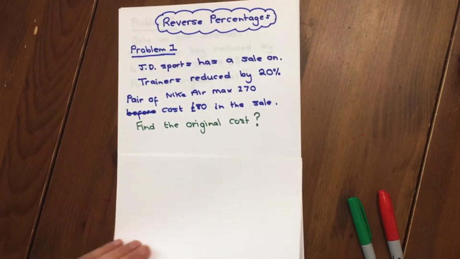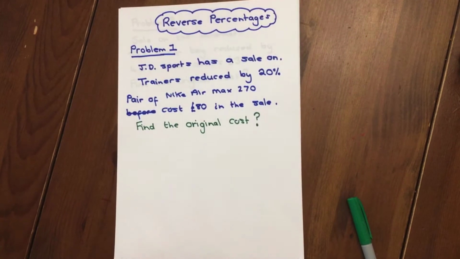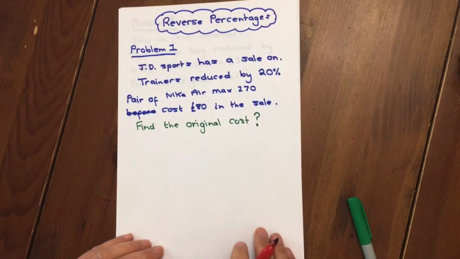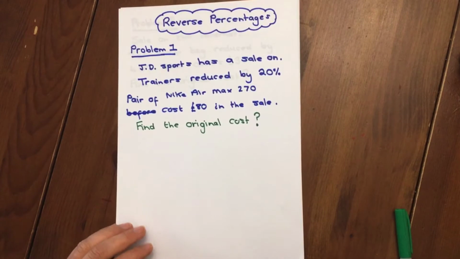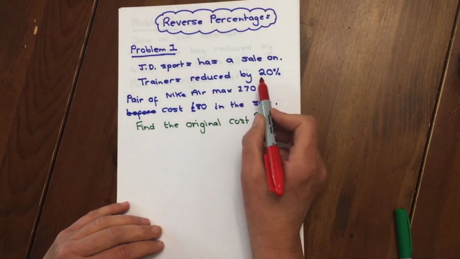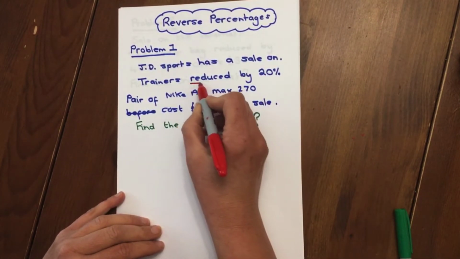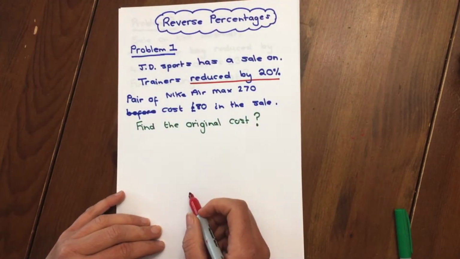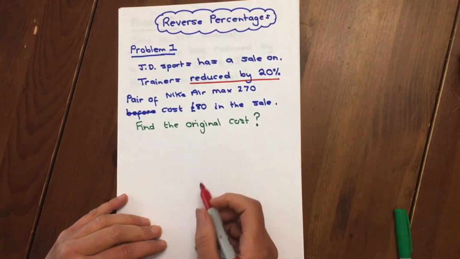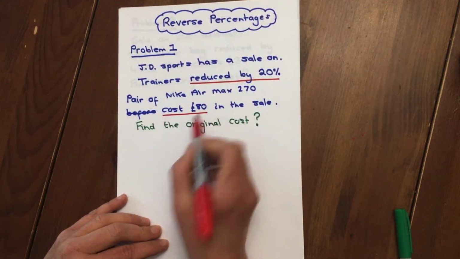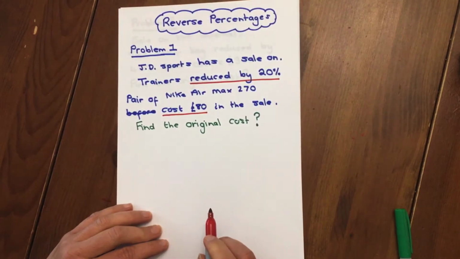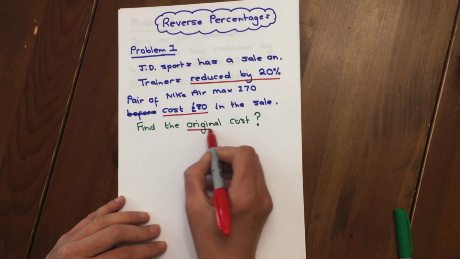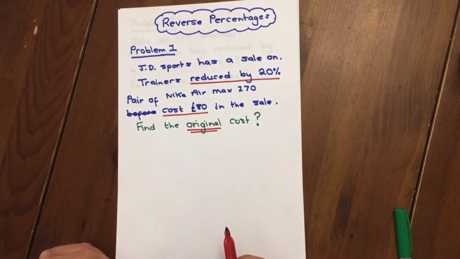First question. Problem 1. My son went into JD Sports and he wanted some trainers. Obviously he wanted the most expensive, and luckily there was a sale on, and all the trainers were reduced by 20% for these lovely Nike Air Max 270s. It cost £80 in the sale, and we are asked to find the original cost.